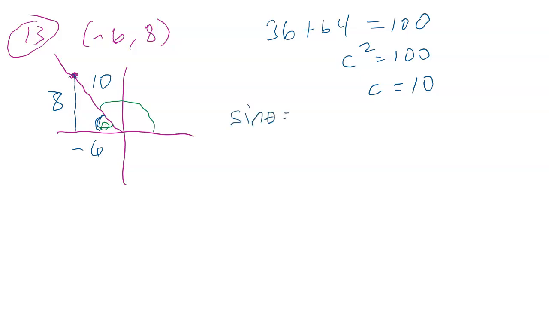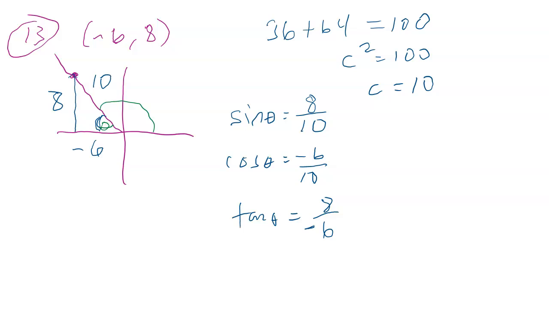Sine theta is equal to 8 over 10. Cosine theta is equal to -6 over 10. Tangent theta is equal to 8 over -6. I don't know why I'm not reducing any of these. Very important: it's in the second quadrant. Tangent will be negative in the second quadrant. Sine will be positive. Cosine will be negative. All right. Cosecant theta, 10 over 8.